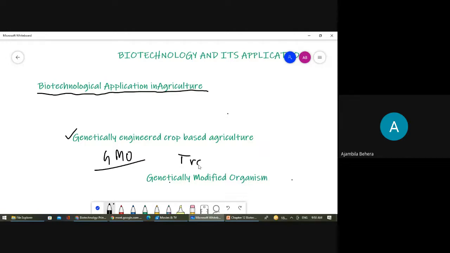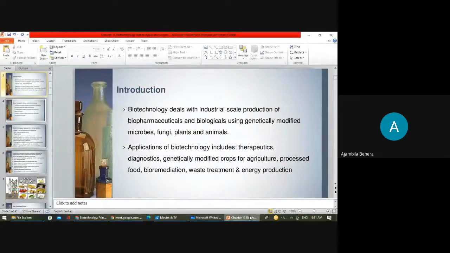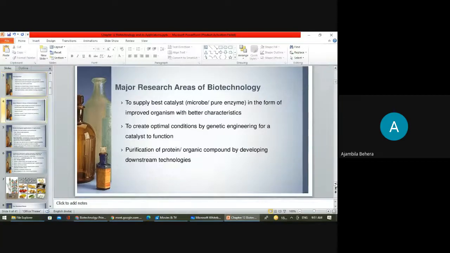So in case of such transgenic plants or GMO, what are the various advantages of producing them? So many advantages are there. What are the major advantages of producing such genetically modified organisms? Many advantages you can find here.